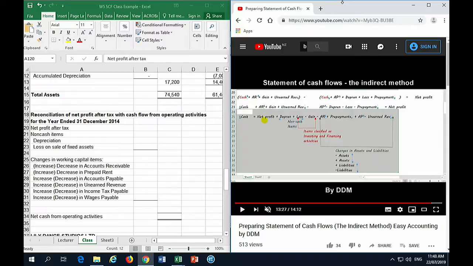So you start from net profit after tax. Where do you get this number from? Net profit after tax? Where do you get this number from? Income statement.